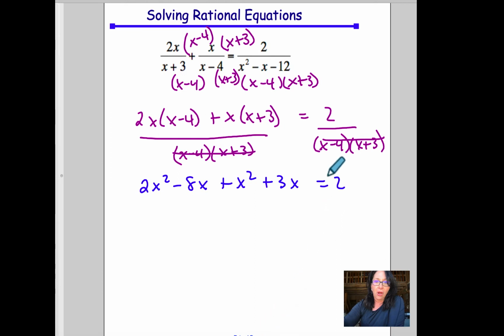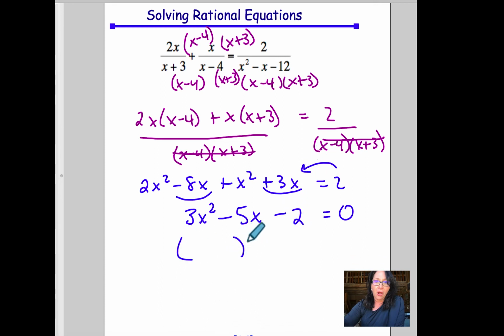And I do notice that this is quadratic, which means I do want to set my equation equal to 0. So I get 2x squared plus 1x squared, which is 3x squared. I have -8 plus 3, which makes -5x. And then I've got this 2, which I'm going to bring over to the other side of the equation.